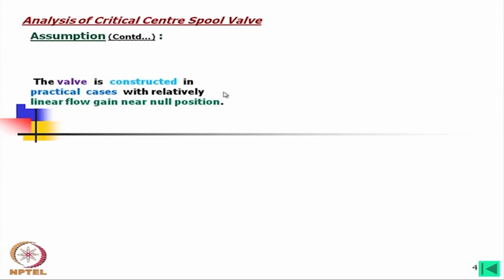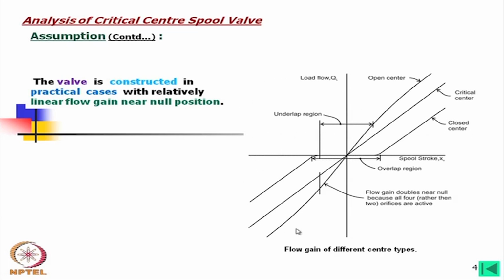The valve is constructed in practical cases with relatively linear flow gain near the null position. Now, look at this curve. This is the load flow we have plotted here, and this is the spool stroke or spool displacement. From about the 0, the spool may go in the positive direction and the negative direction, and due to that there will be load flow; the curve will be like this.